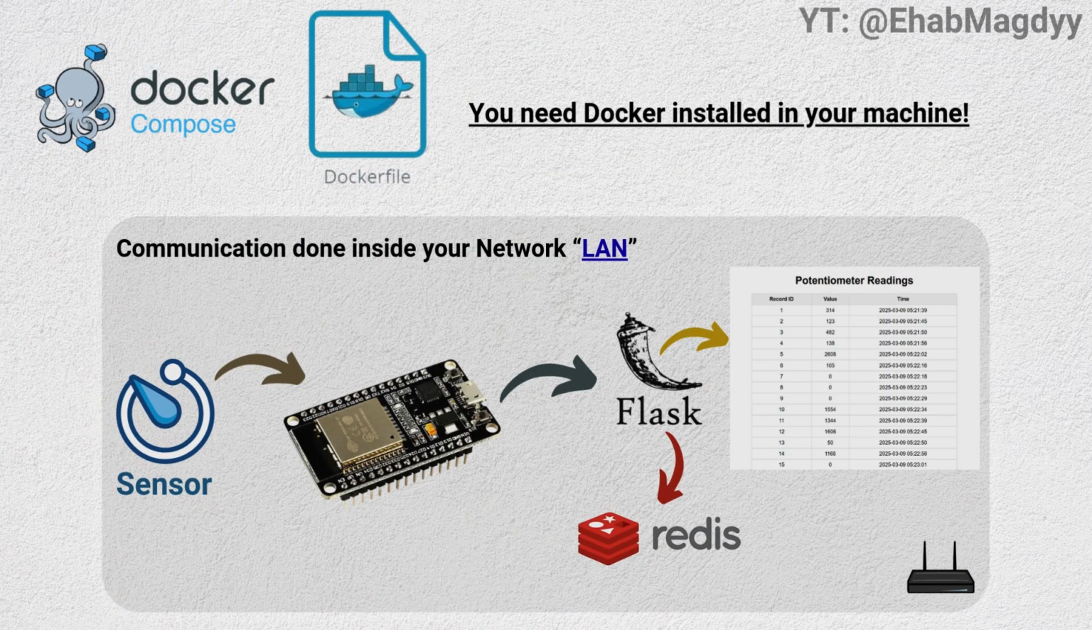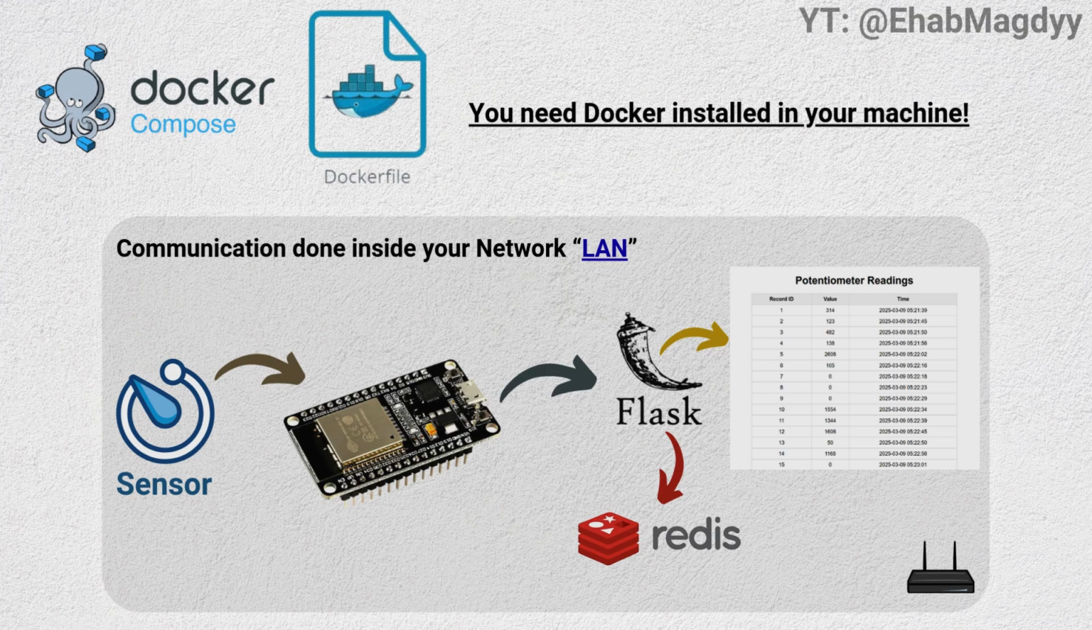In this project, the ESP board collects sensor data and makes a POST request to the Flask server. Flask, running in a container built from the Dockerfile, accepts the data, stores it in a Redis database, and serves a web page. Redis, running in its own container, holds all sensor values in memory for fast retrieval.